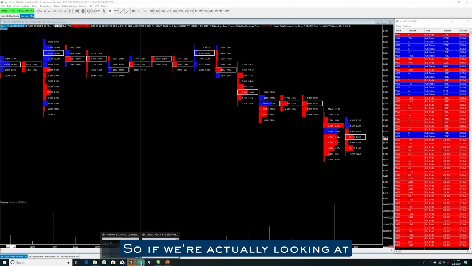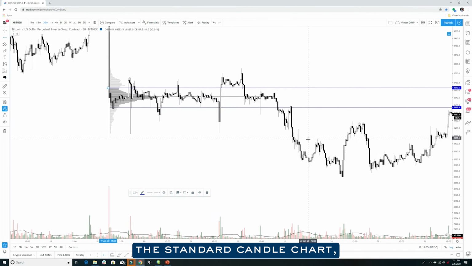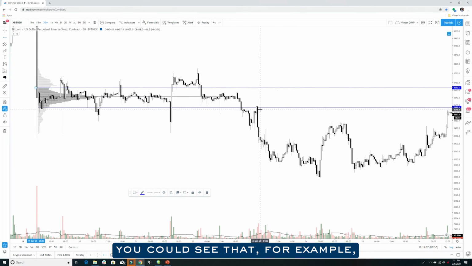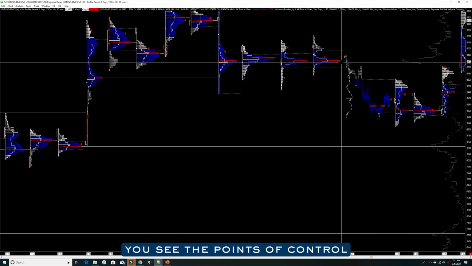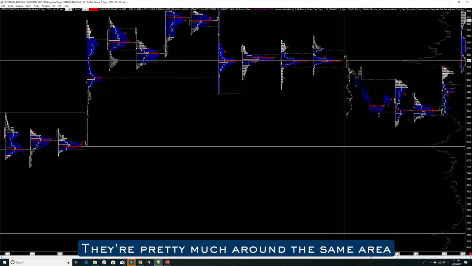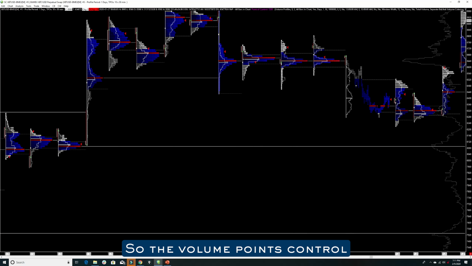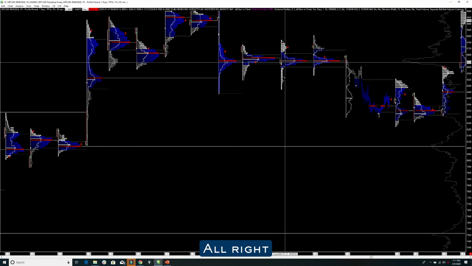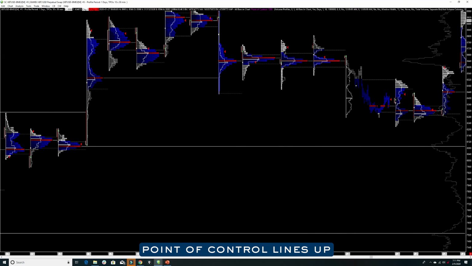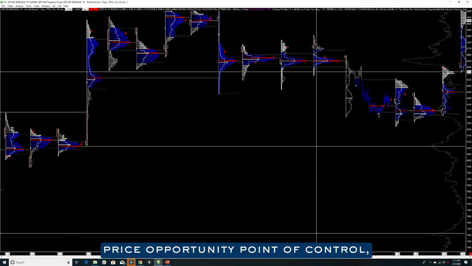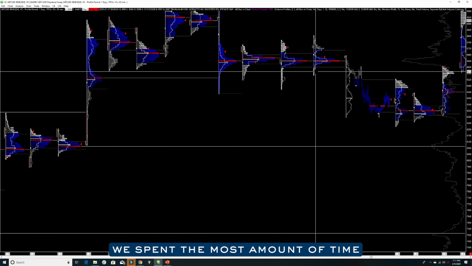So if we're actually looking at the standard candle chart, you could see that, for example, if we're looking at the TPO chart, you see the points of control. They're pretty much around the same area where the volume points of control are. So the volume points of control are your white lines, with your white outline. Volume point of control lines up with your time price opportunity point of control, which in this case is where we spent the most amount of time.